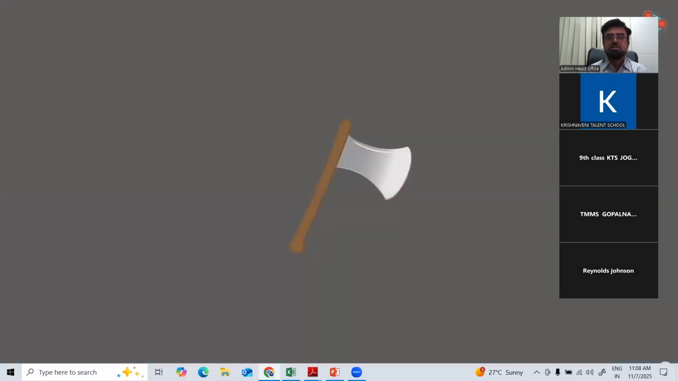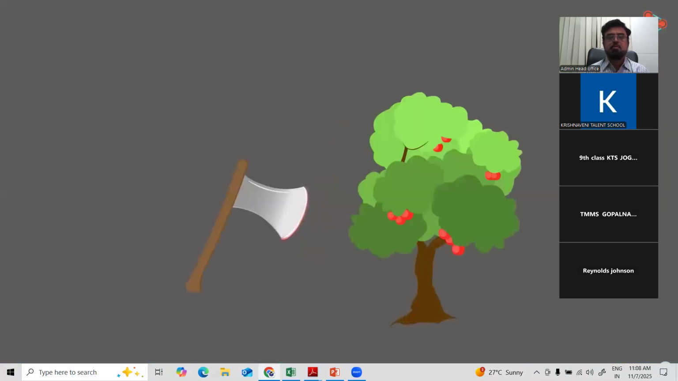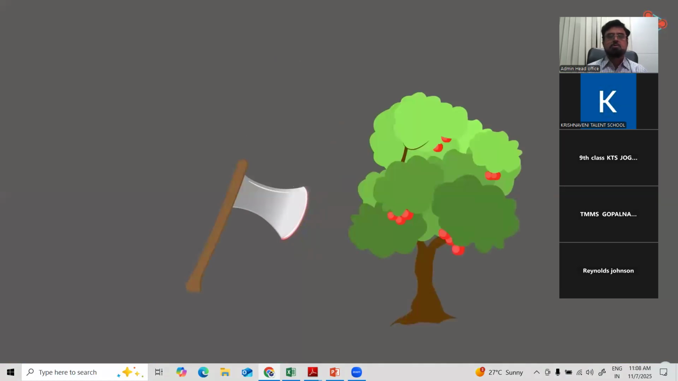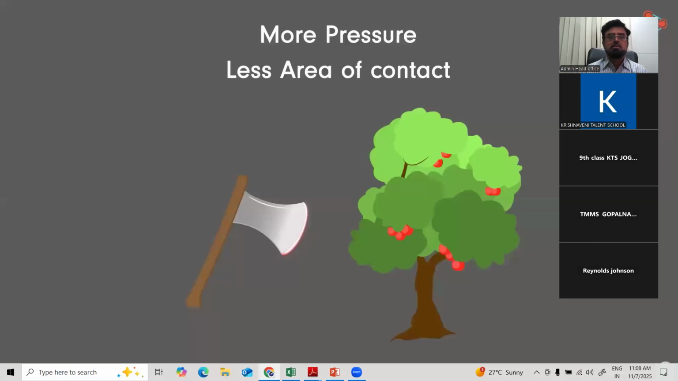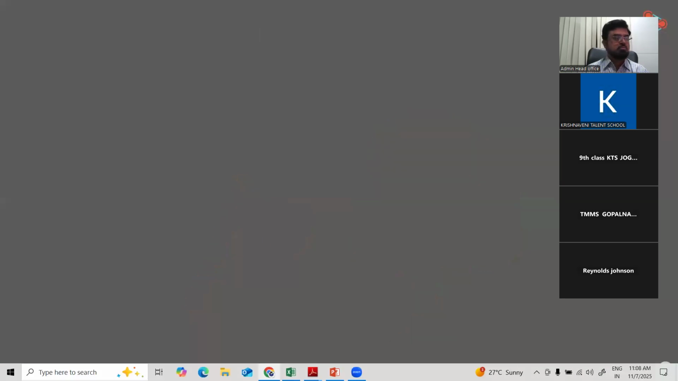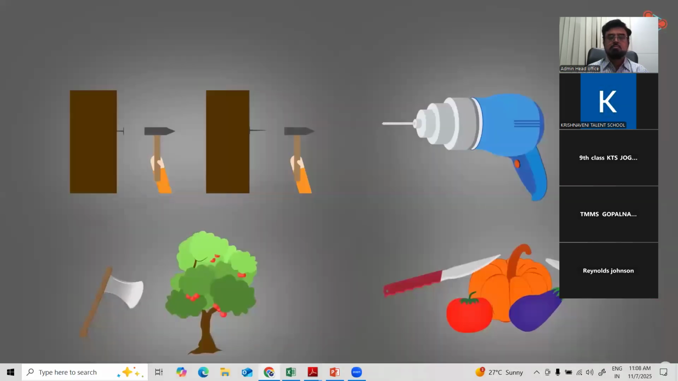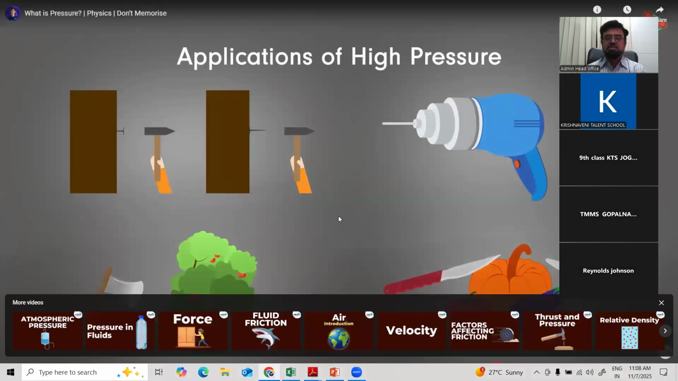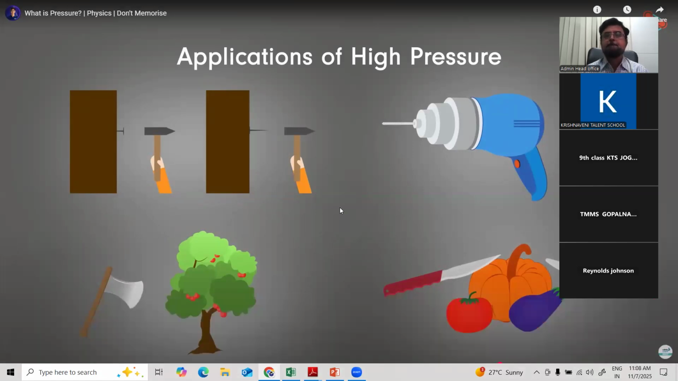Axes used to cut trees also have sharp cutting edges instead of blunt ones. It increases the pressure on the tree due to the smaller area of contact. The examples that we've seen so far are applications of high pressure. What we have seen just now are all applications of pressure, showing how high pressure is useful to us in some cases.